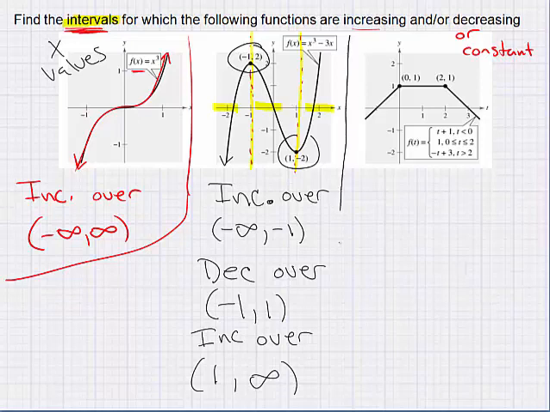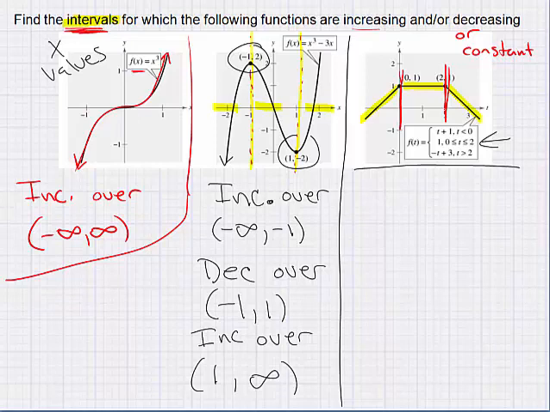Alright, let's do one more. Here's some random function. It's this piecewise function. Doesn't matter what the piecewise function is or how I came up with the graph. This is the graph. So if I'm looking at this function and I'm trying to figure out where it is increasing, decreasing, or constant, well, I think you can clearly see that it's going up there, it's horizontal here, and it's going down here.